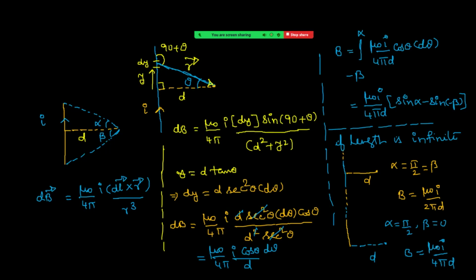So like this, we can take alpha and beta. If you are taking a finite bar, its expression is mu naught I by 4 pi d into sine alpha minus sine minus beta, right? If the length is infinity, then at this point alpha, beta are both 90. One is clockwise, one is anti-clockwise. Expression is mu naught I by 2 pi d, right? Next, if you are taking at one end of an infinitely long wire, it is mu naught I by 4 pi d, right?